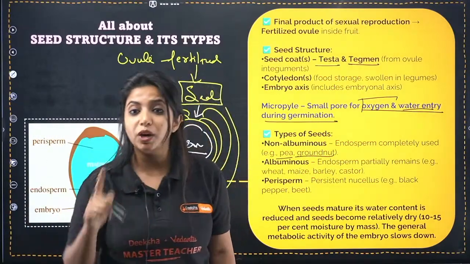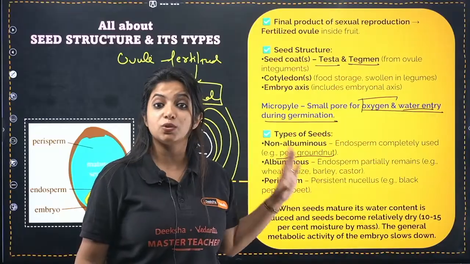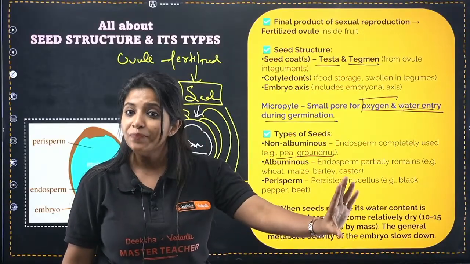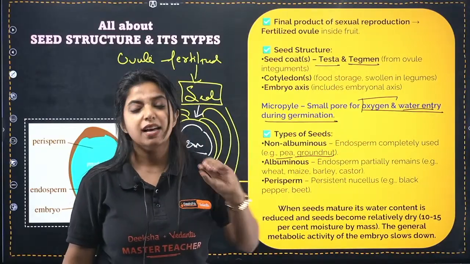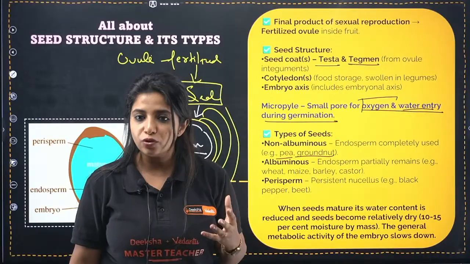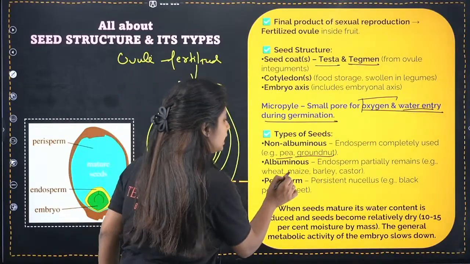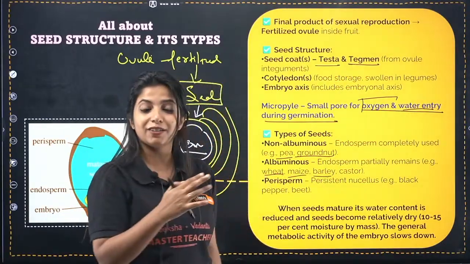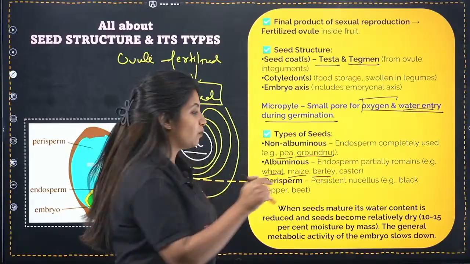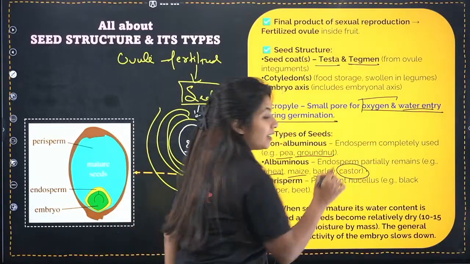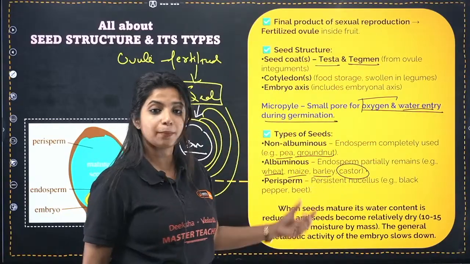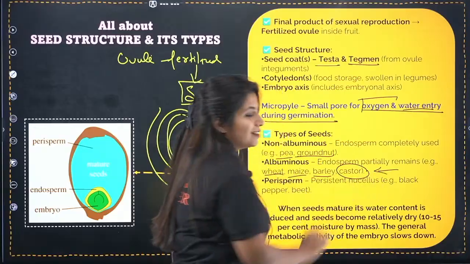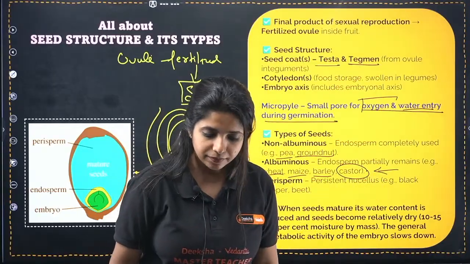Then you have one more, that is albuminous, where the endosperm is still there. Endosperm is still persisting. This mostly happens in the case of monocots. Examples are wheat, maize, barley, etc. But there is a dicot which comes as an example. That is the only dicot given in your NCERT as an example, and that is castor.